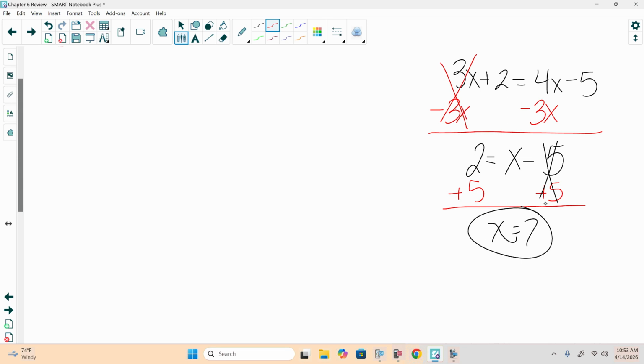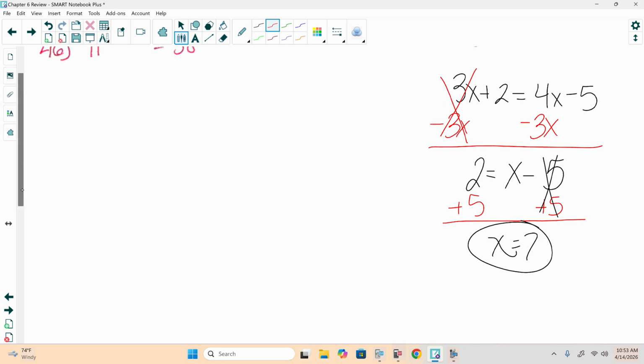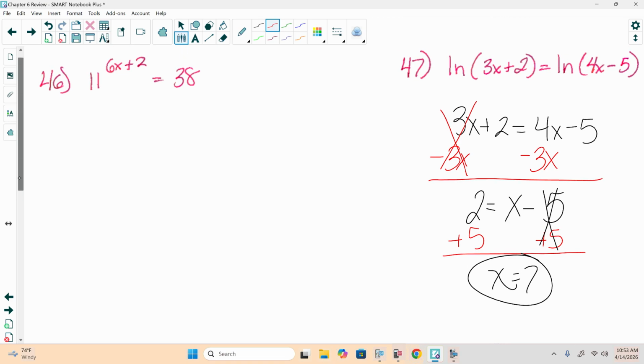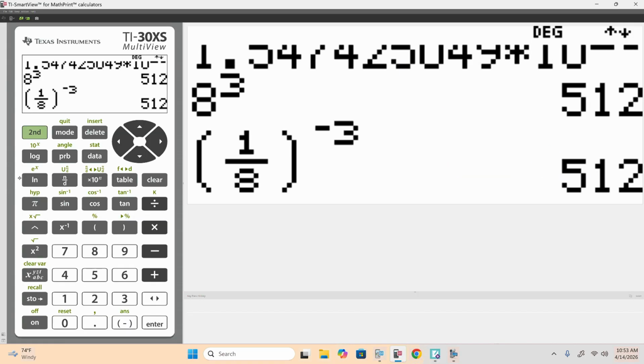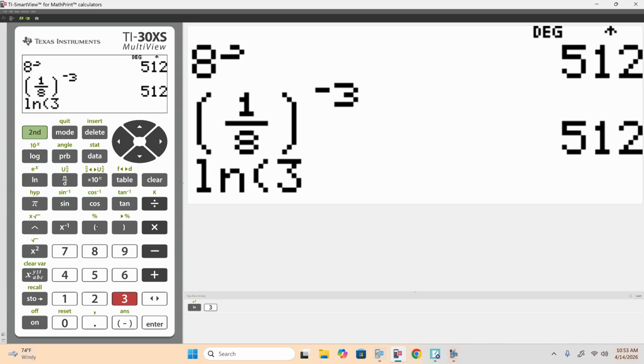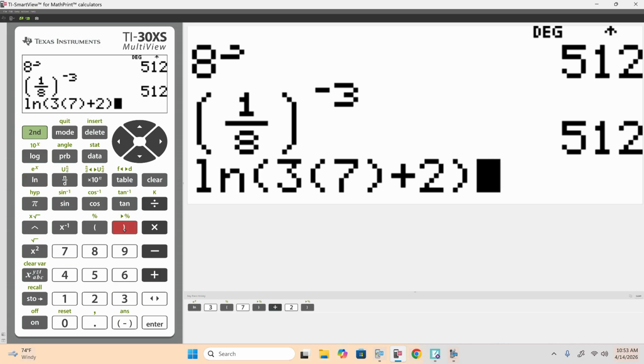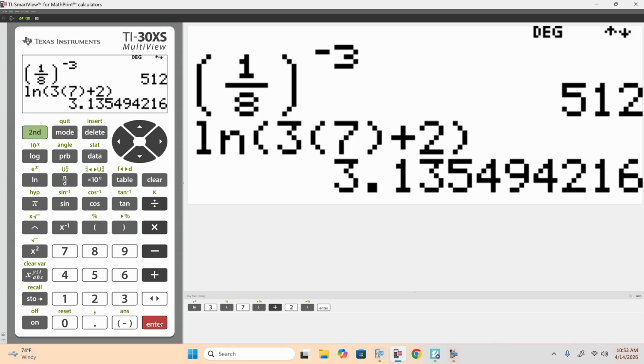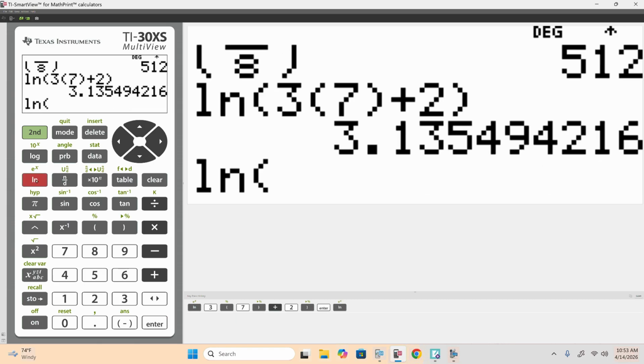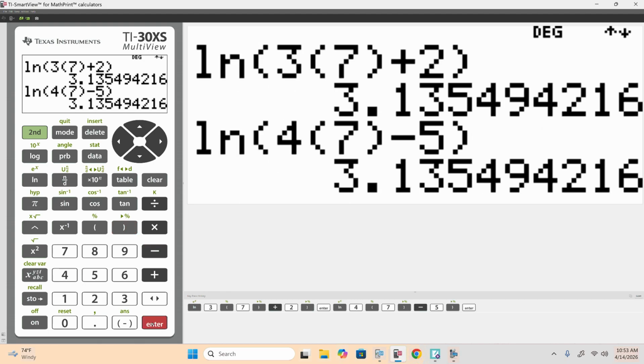Questions on this here? And yes, if we wanted to, we could go back and check it and plug these in. Natural log of 3x plus 2. So if I checked, it'd be the natural log of 3 times 7 plus 2. And that would give us this here. And I could plug it into the other side. The natural log of 4 times 7 minus 5 is also the exact same number. Even though they're both irrational numbers, because they have the same value, they are equal. So therefore, x is indeed 7.